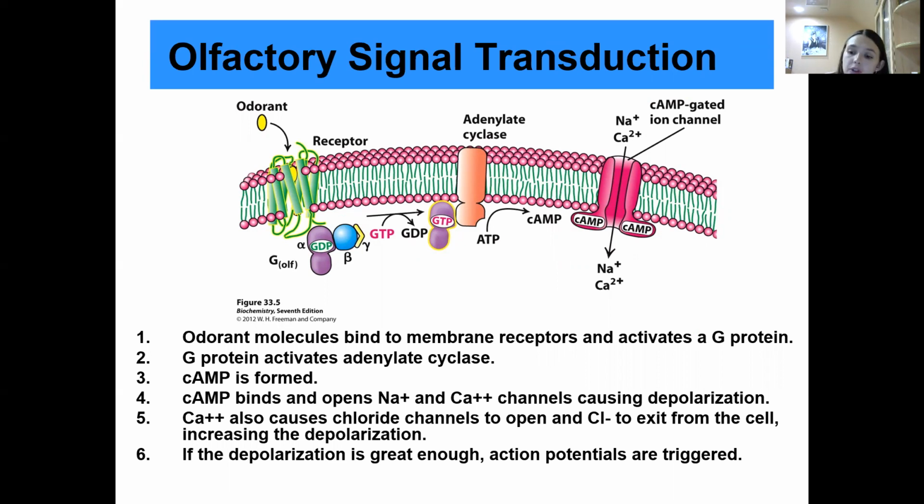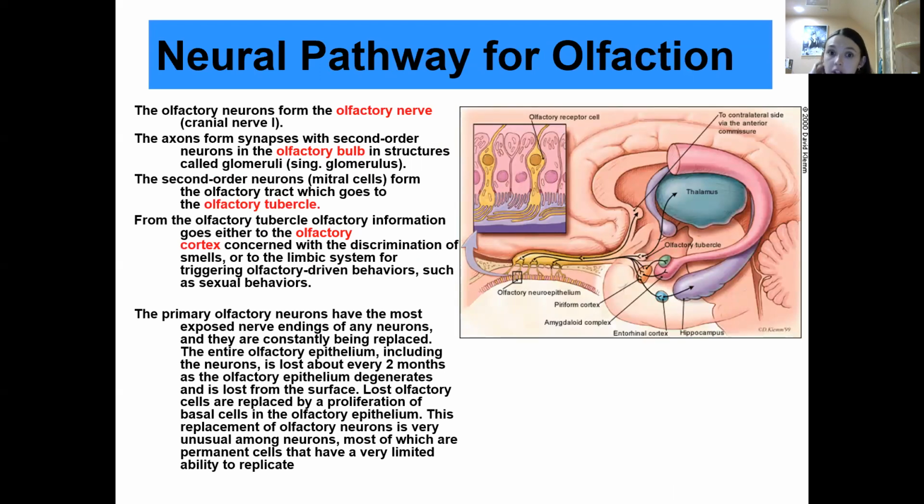Information is going to spread through the olfactory cranial nerve. The axons synapse with the secondary order neurons in the olfactory bulb, in structures called glomeruli. The secondary order neurons, mitral cells, form the olfactory tract, which goes to the olfactory tubercle. From the olfactory tubercle, olfactory information goes either to the olfactory cortex, concerned with the discrimination of smell, or to the limbic system, for triggering olfactory-driven behaviors such as sexual behavior.